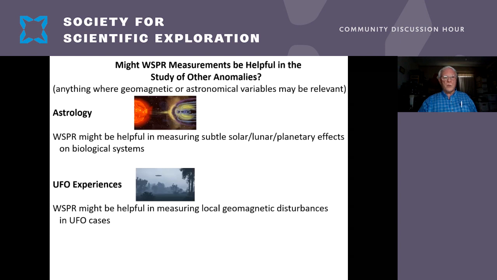Another one I find quite interesting is UFO experiences. It might be helpful in measuring local geomagnetic disturbances in UFO cases. I was reading a book by John Keel about some UFO cases in West Virginia, and was just curious. So I looked up in the database, and there were some huge geomagnetic storms right around the time that everyone was reporting these UFO experiences in West Virginia. So again, potentially helpful in measuring some things that might help explain some of these kinds of anomalies.